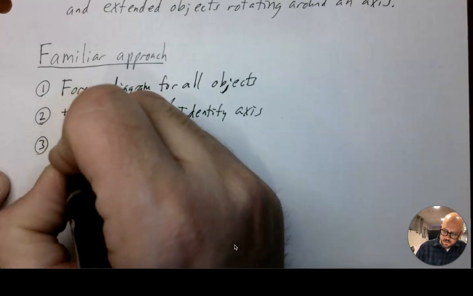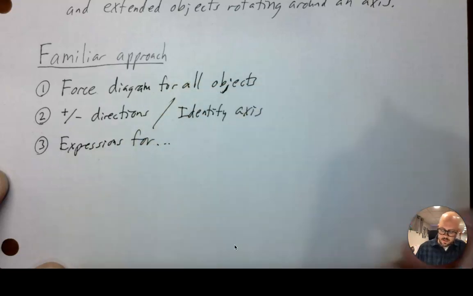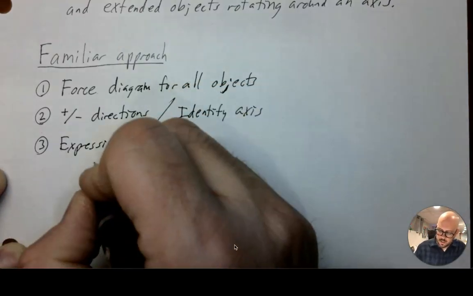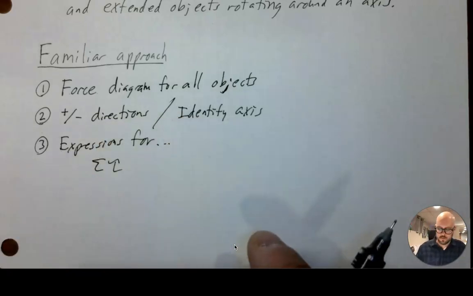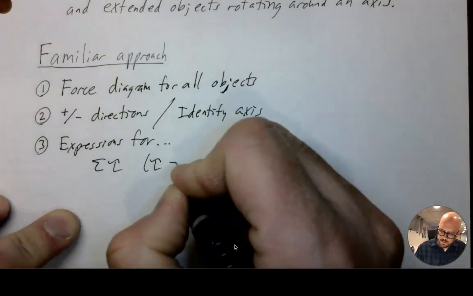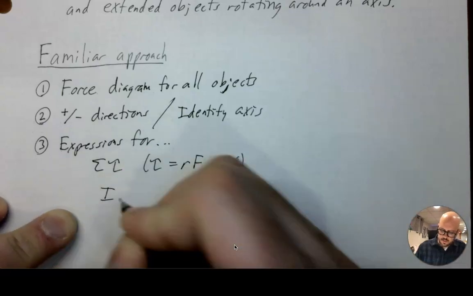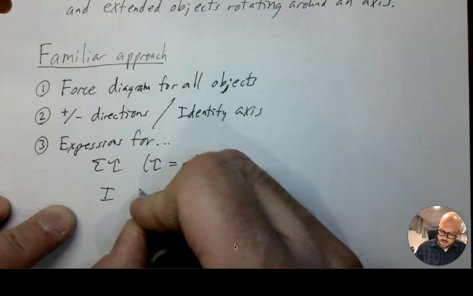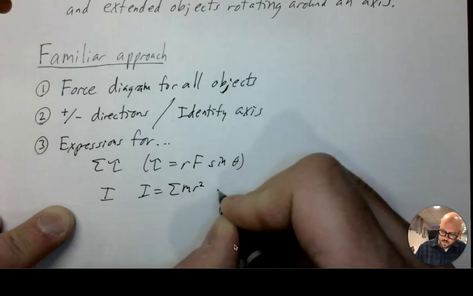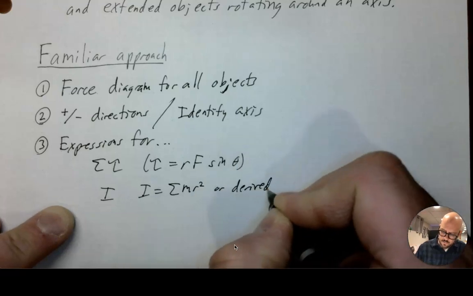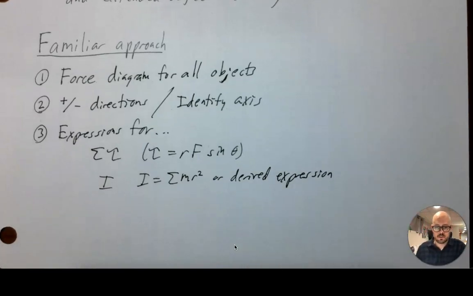You would want to use then expressions for, and this is where the list gets kind of big. So we have net torque, and so that's the sum of the torque due to every force. So keep in mind torque equals r F sine theta. Expressions for rotational inertia, that's either going to be the sum of m times r squared or a derived expression. And also you could use the parallel axis theorem for that.